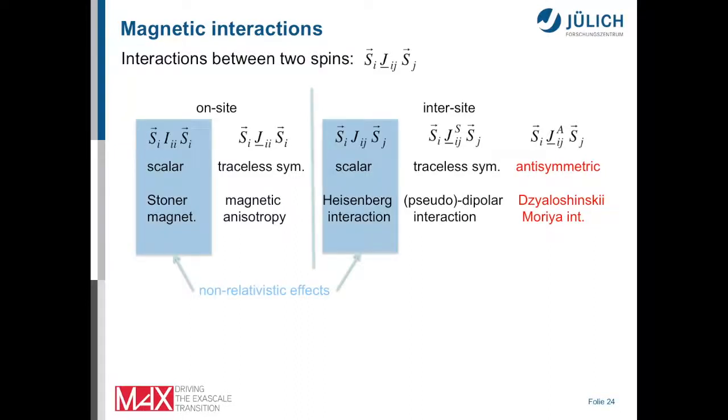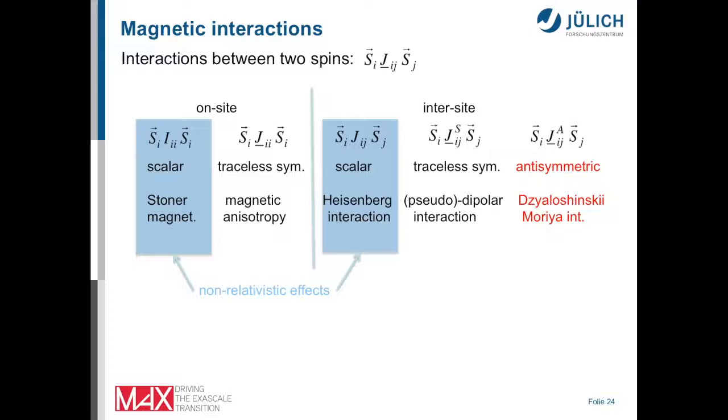And what Daniel showed you this morning were actually these two interactions. The on-site scalar interaction, this is this famous Stoner I, which he had in his Stoner model, which tells you whether something is magnetic or non-magnetic. And the inter-site scalar term, this is this Heisenberg-type interaction, which you also get out from a calculation without spin-orbit coupling. So these two things you get without spin-orbit coupling.